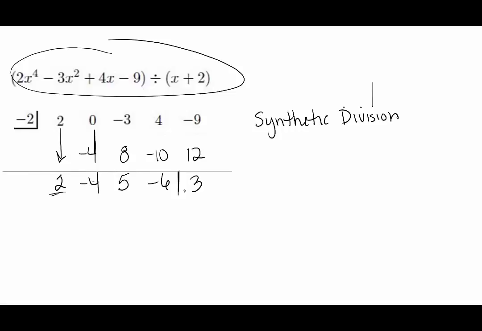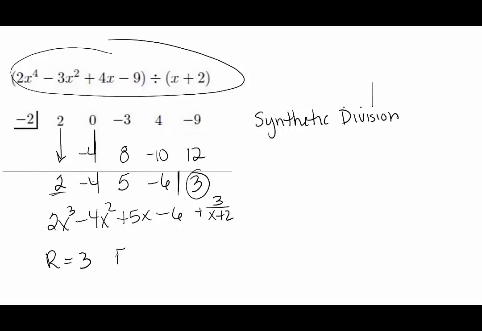Add down. Therefore, 2x to the 4th minus 3x squared plus 4x minus 9 divided by x plus 2 is 2x to the 3rd minus 4x squared plus 5x minus 6, remainder 3, or plus 3 over x plus 2. So the remainder was 3. Is it a factor? No. In order for it to be a factor, we need a remainder of 0.